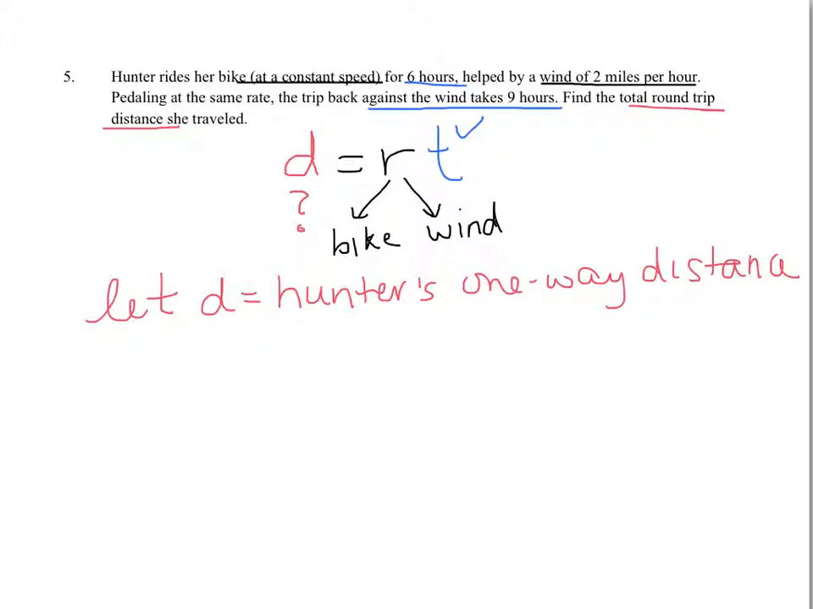And then what else is it that we don't know? We know that her bike is traveling at a constant speed, but we do not know what that speed is. So the bike is the other information that we don't know. We do know the rate of the wind. So we'll let B equal the bike speed.